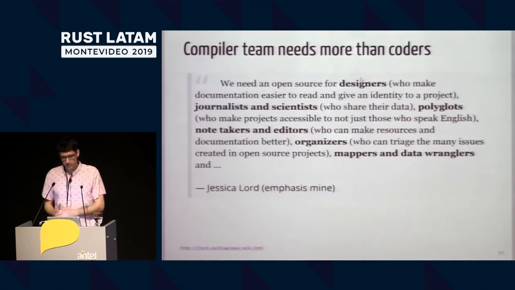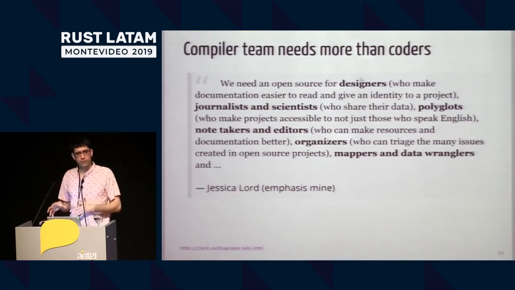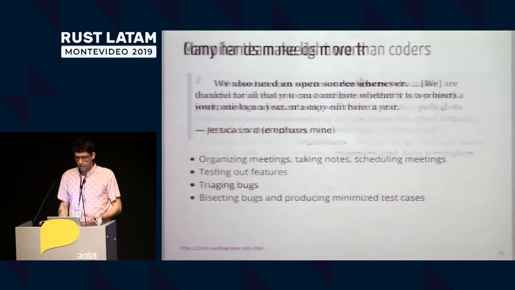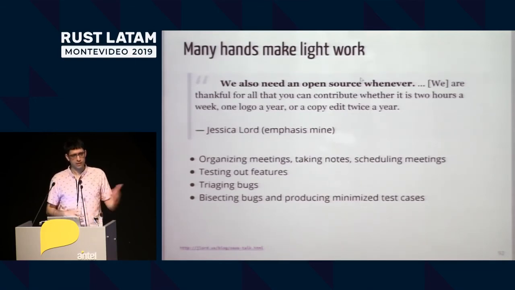And one of the things, I'm coming back to this quote. We saw this quote already about how you need more than people writing code. And one of the things I've seen from doing this work on the compiler team is that even in the compiler team, which you would think of as the codiest of coders or something, there's actually a lot of roles that are not directly writing code that we really need. And I think we should be speaking to people and encouraging people to get involved in these ways. It's things like organizing meetings. It's things like testing out features, triaging bugs, bisecting bugs. Some of these roles we have ways to fill, some of them we don't.